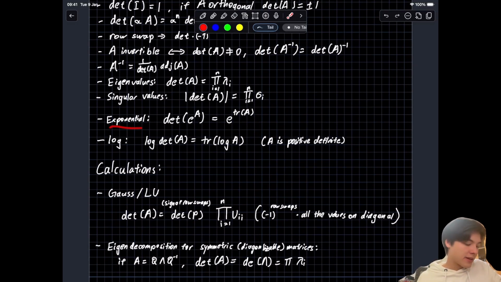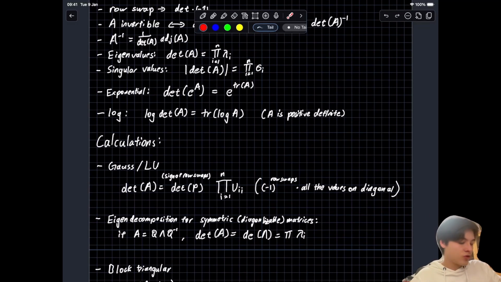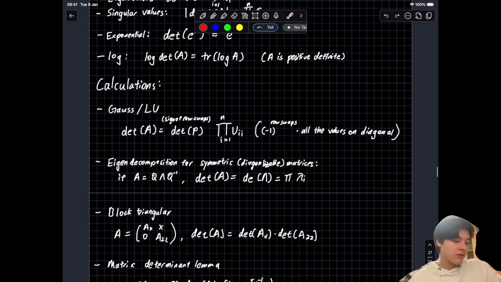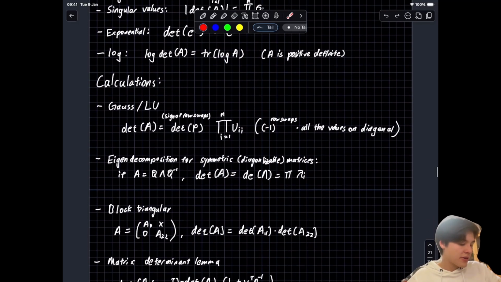If we take the exponential, the determinant of e to the power of A is e to the trace of A. Trace is just the addition of the eigenvalues. If we take the logarithm, the determinant turns to the trace of log A, if A is positive definite, because if not, the logarithm is not defined.